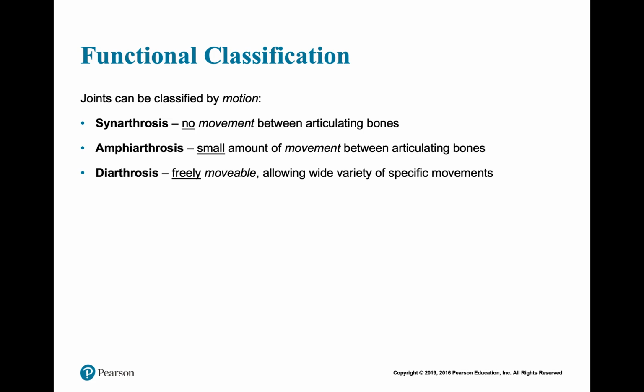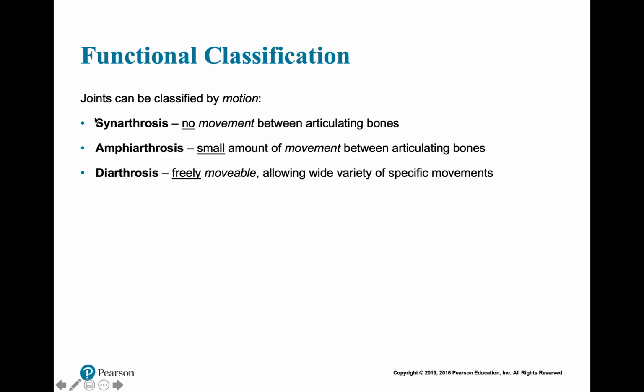We can classify all joints based on their function and or their structure. The functional classification is how we group joints based on the range of movement that they allow, whether it allows no movement at all, a small amount of movement, or if it's freely movable. So this is a functional classification: joints classified based on the movement that they do or do not allow.